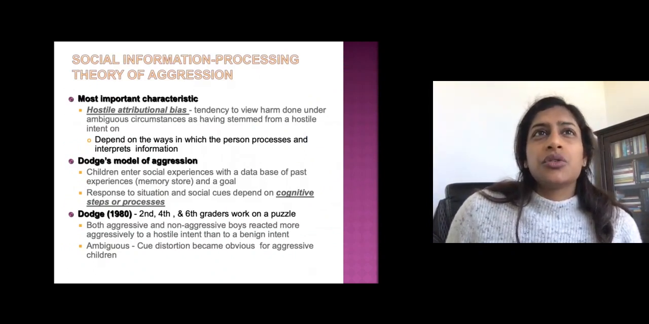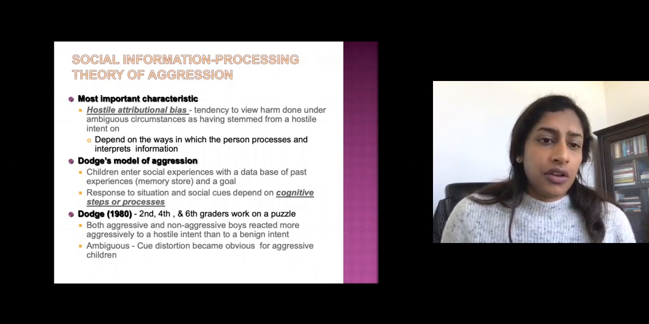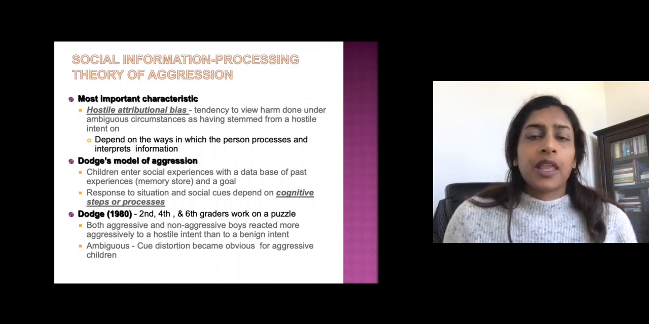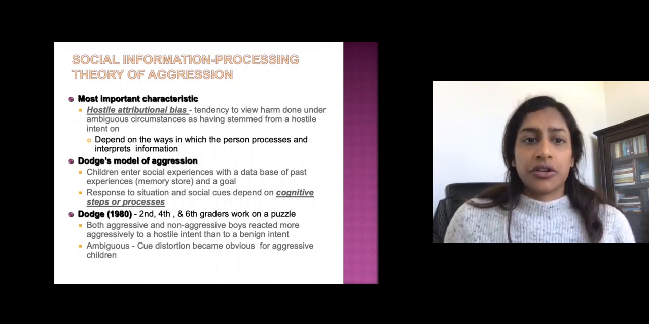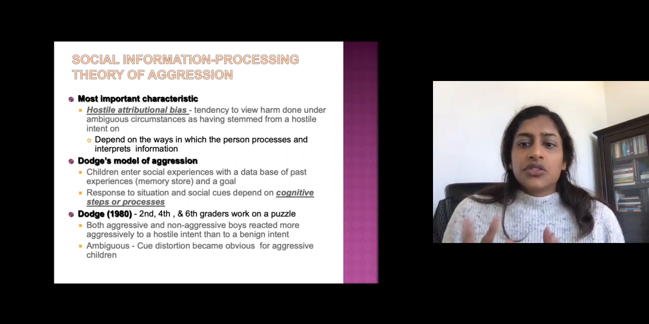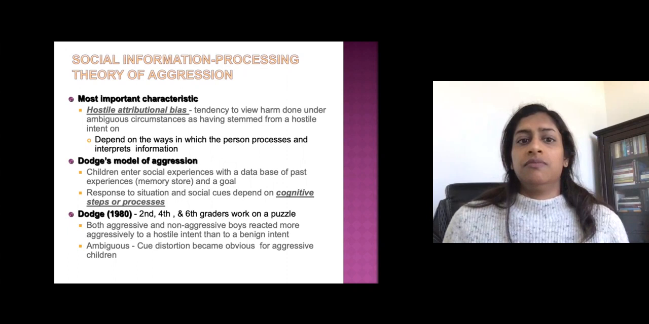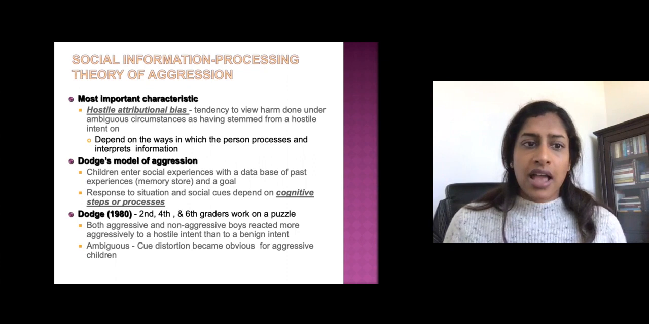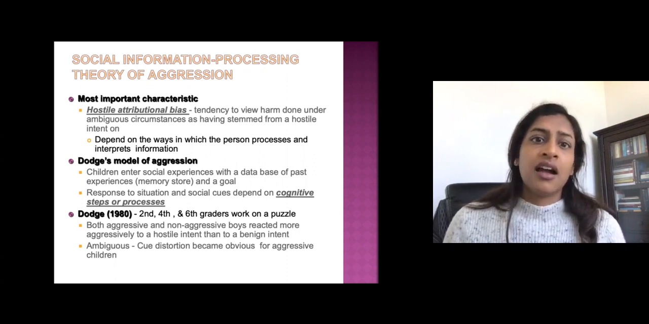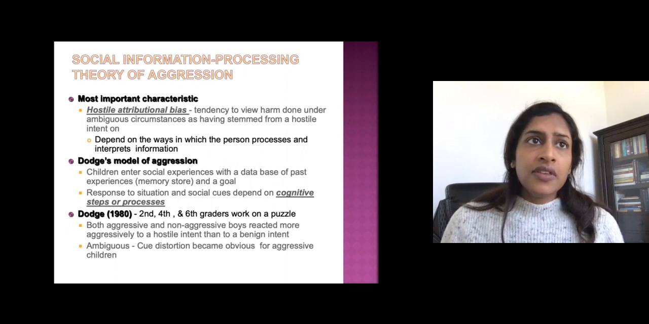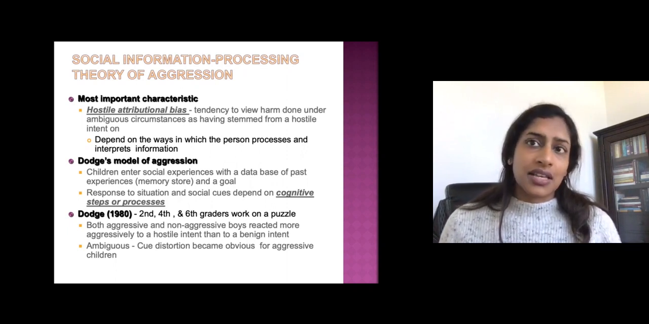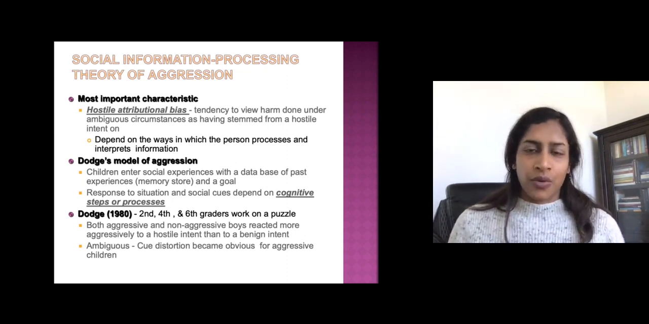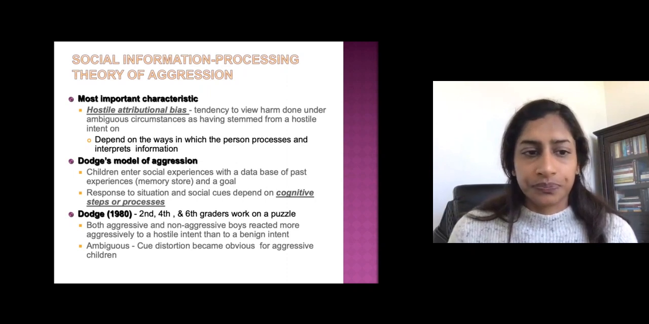Within that social information processing theory of aggression, our most important characteristic is what we have called the hostile attribution bias. So in this ambiguous situation, are we looking at the behavior of our peer as being hostile? Was the intent hostile? How we process and interpret that information is what's going to influence whether or not we attribute that person's behavior as being hostile.